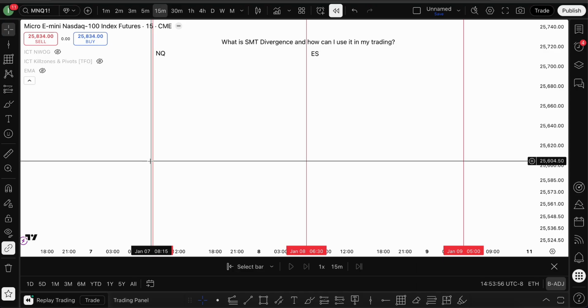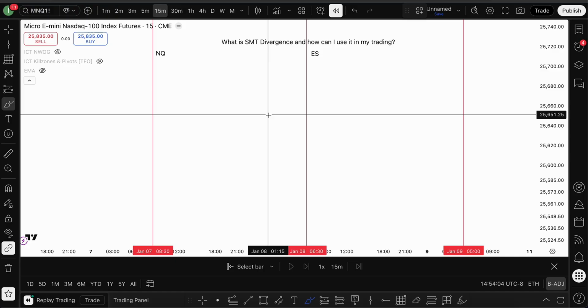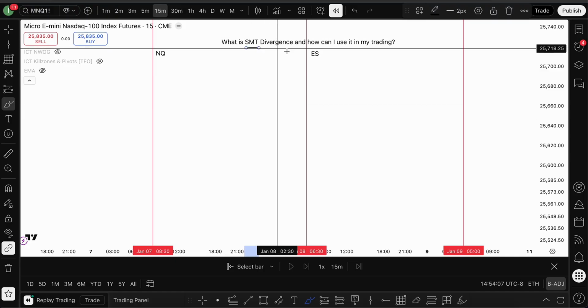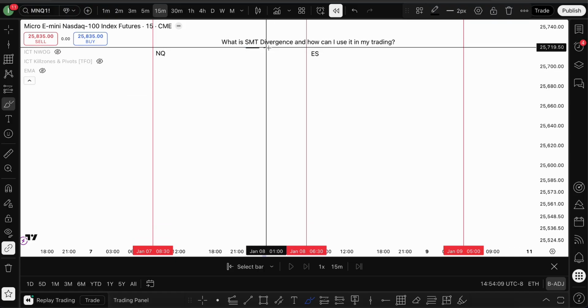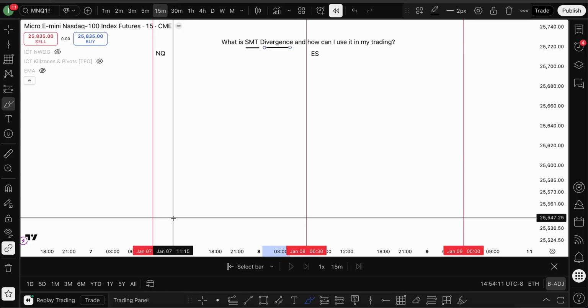So what is SMT? We talked about this. It is a smart money technique, smart money tool, and that's what it stands for, SMT. And then divergence just means a discorrelation in something that's correlated.